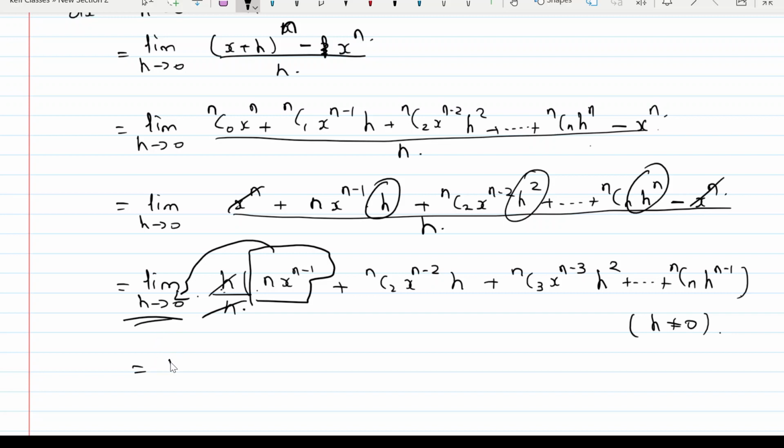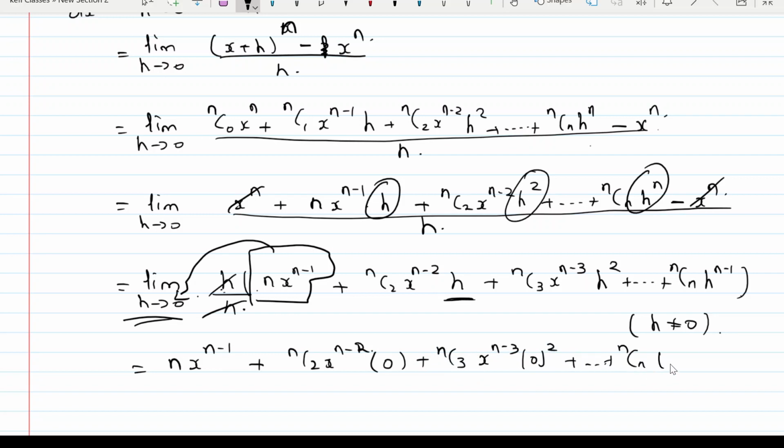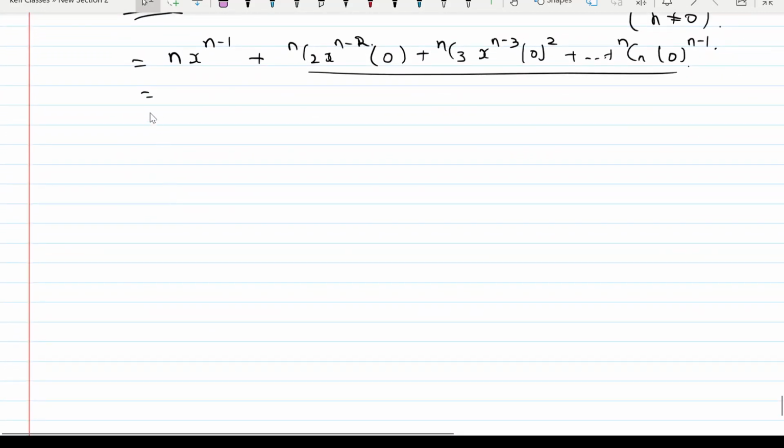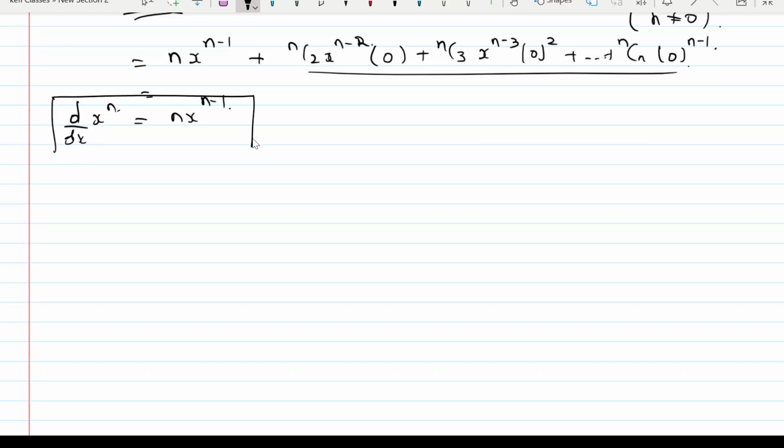Limit of a constant is constant, so it will be nx raised to n minus 1. This will be nC2 x raised to n minus 2, and there is one h, so it is into 0, plus nC3 x raised to n minus 3 into 0 square, plus so on till you get nCn 0 raised to n minus 1. So all of these terms are 0, and what you get is nx raised to n minus n. So this is equal to nx raised to n minus 1. So d by dx of x raised to n is this.